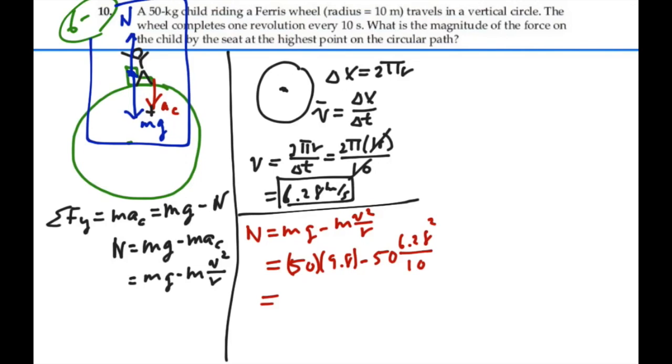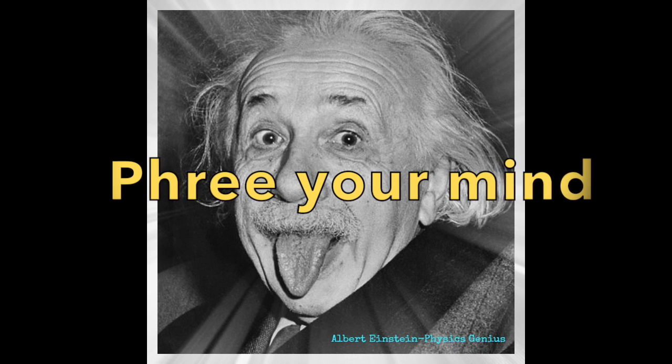That gives us 292.8 newtons, or we could say about 293 newtons. That is the normal force of the seat on the child as the child is going around this circular path. The answer is given in kilonewtons, but I would just leave it in newtons. 293 newtons is the force of the seat on the child.